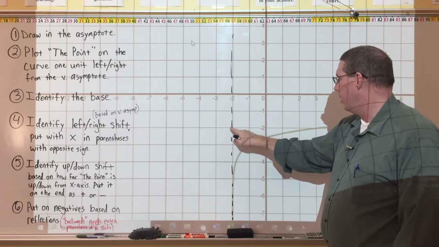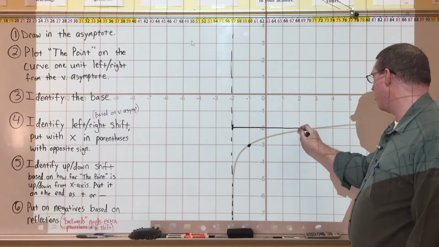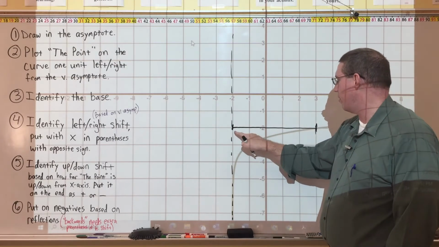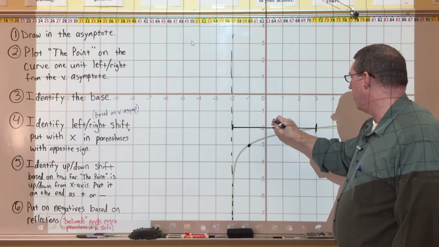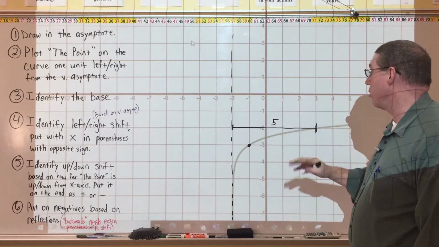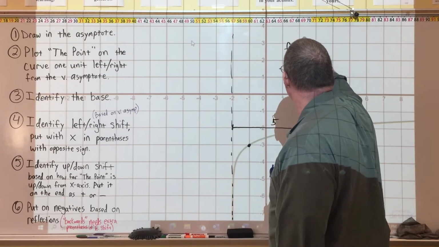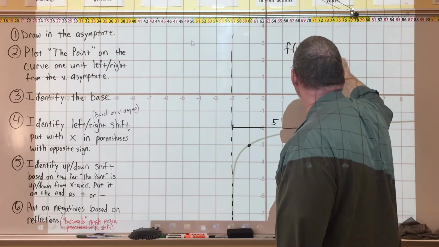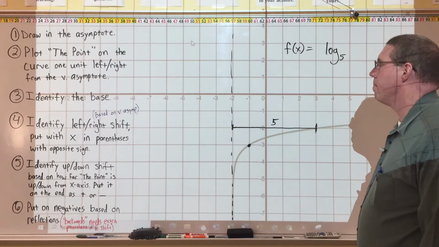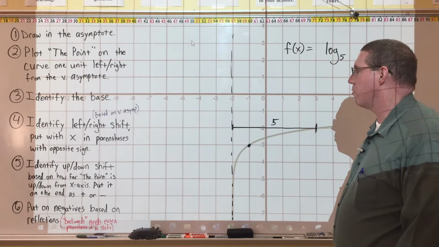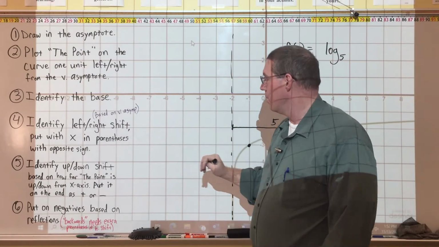So 1 unit up, then go to the asymptote first, then from there measure the distance to the curve, which is right here. That's a distance of 1, 2, 3, 4, 5. So it's a distance of 5. So this is log base 5. So f of x is equal to log base 5. Okay. Then it says identify the left or the right shift based on the vertical asymptote, right?